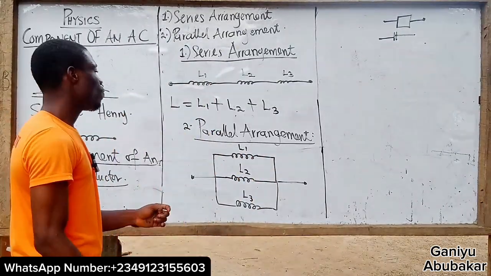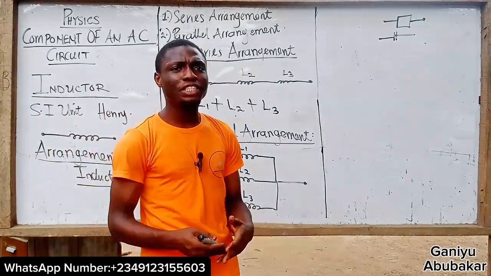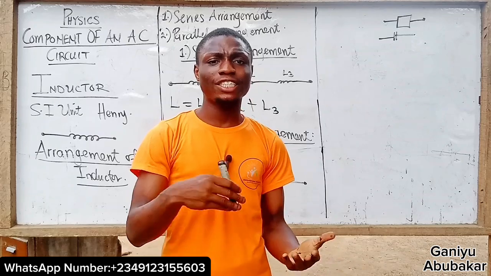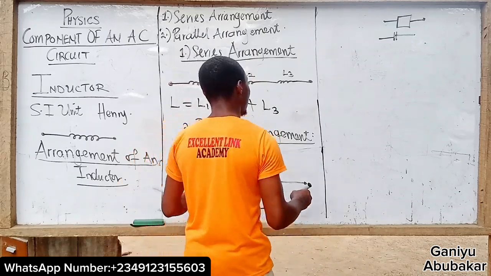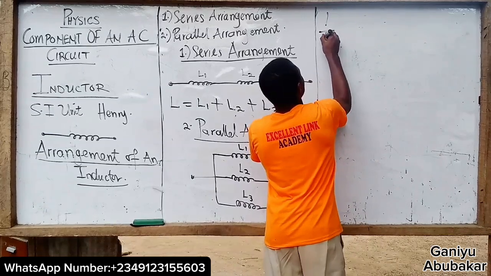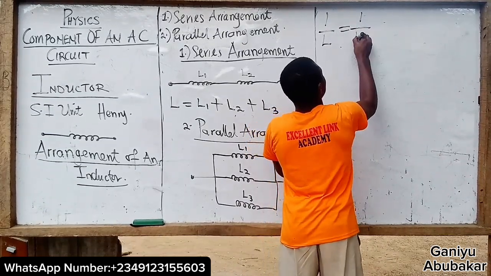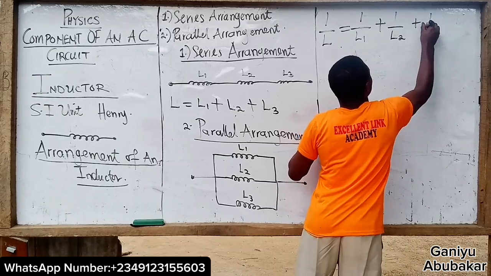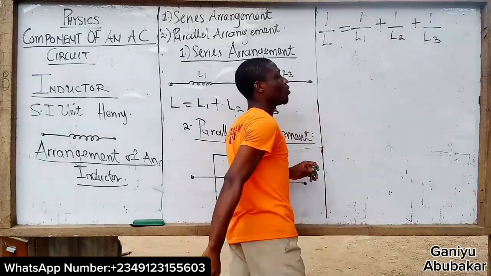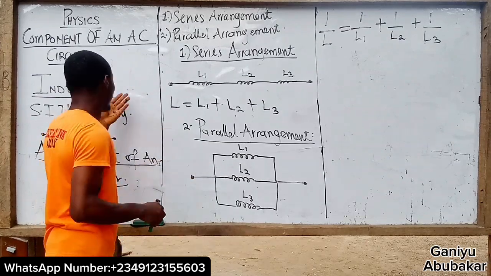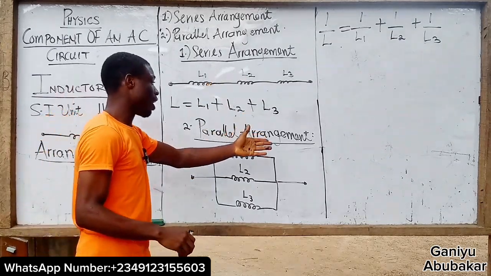All right. For inductors arranged in parallel, note that their equivalent inductance is given as 1 over L equal to 1 over L1 plus 1 over L2 plus 1 over L3. So this becomes the mathematical expression for inductors arranged in parallel, as you can see.